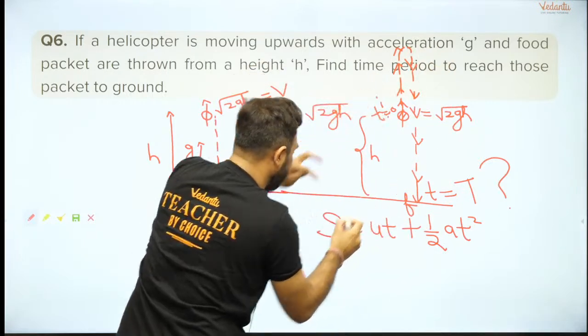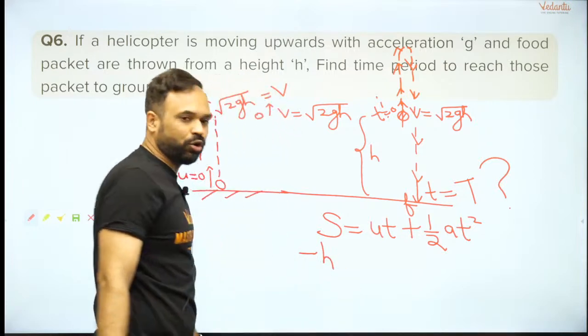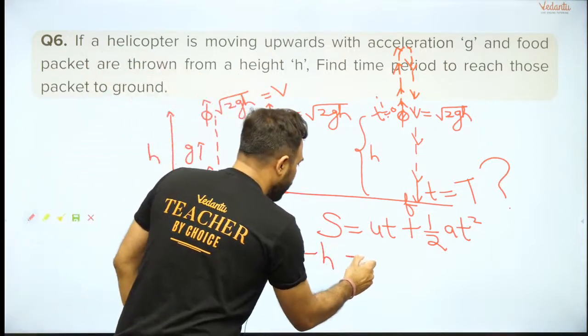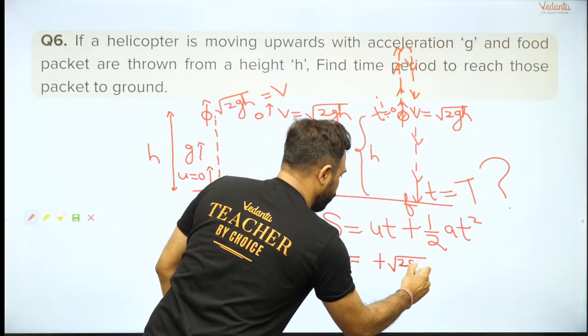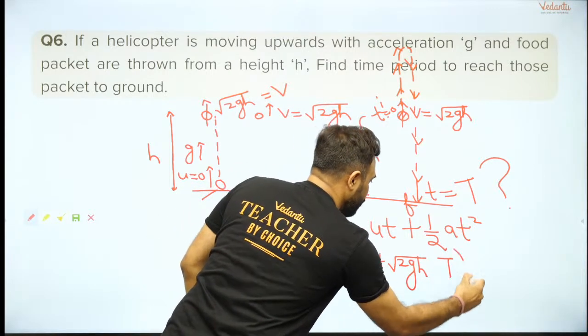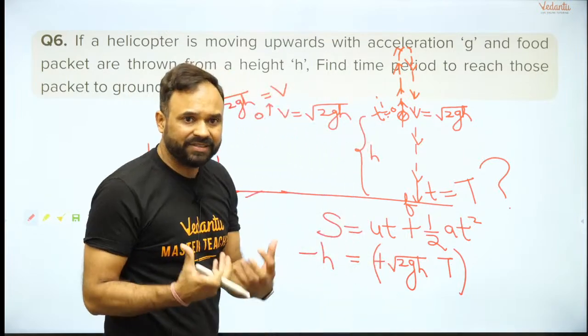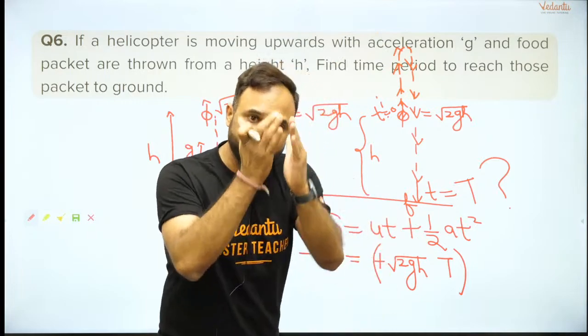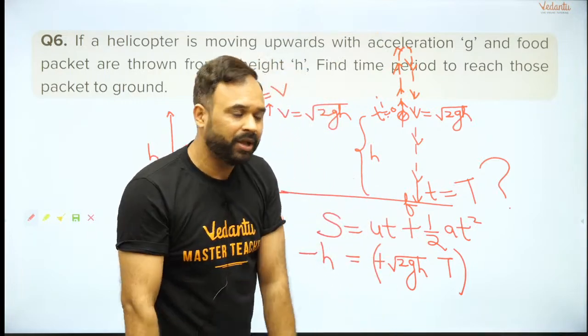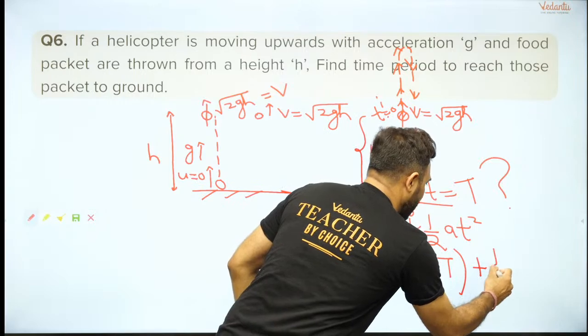If I want to use this equation s = ut + ½at², I'll say that the displacement for this complete motion from this point to this point is downward h, so s = −h. What about u? u will be this v, which is upward, so plus √(2gh). What is the total time? Total time is t, so ut comes in.